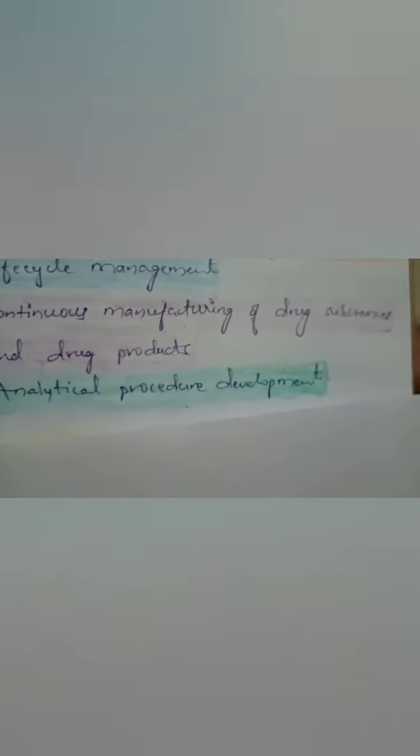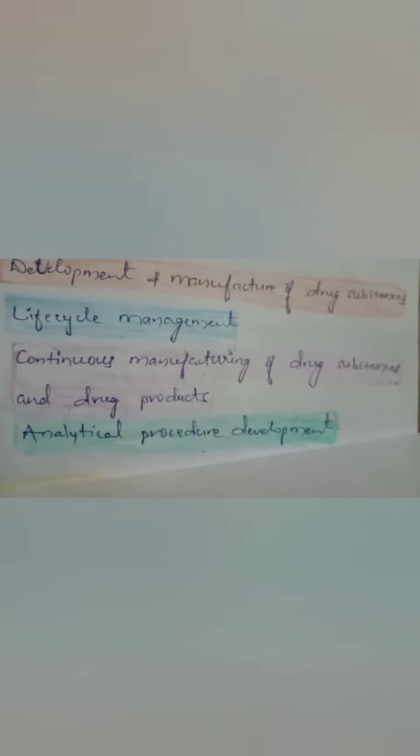And Q11 is development and manufacture of drug substances. And Q12 is life cycle management. And Q13 is continuous manufacturing of drug substances and drug products. And Q14 is analytical procedure development. These are the quality guidelines of ICH. Totally 14 guidelines are there.